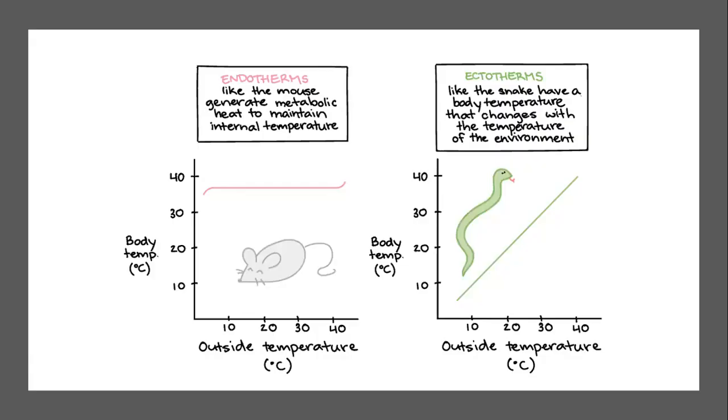So this will show you how the outside temperature affects the body temperature of these organisms. Endotherms, like the mouse on this side of the slide, it shows that no matter how the outside temperature increases, the body temperature of the mouse remains constant, because internal operations inside the mouse work to ensure that an equilibrium or balance is always kept. Ectotherms, like the snake here, show that once the outside temperature increases, their body temperature will also increase.